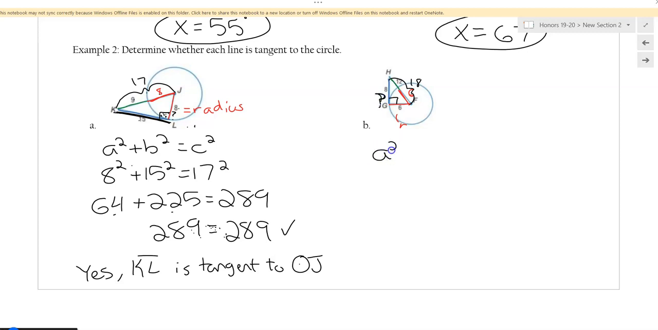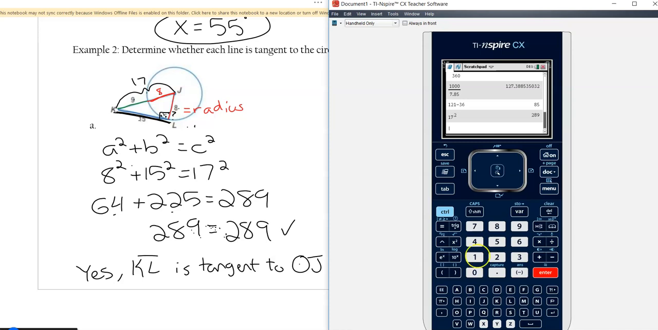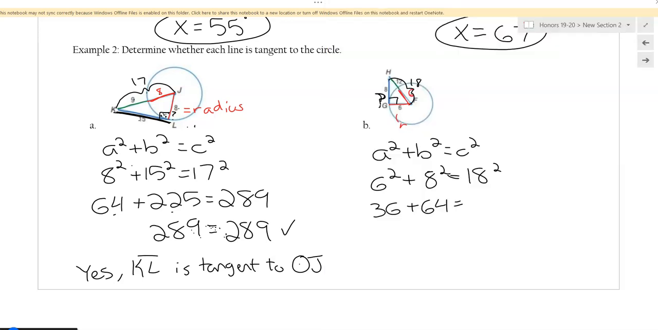So a squared plus b squared equals c squared. 6 squared plus 8 squared should equal 18 squared. 18 squared is 324. And then 36 plus 64 is 100, which does not equal 324. So no.